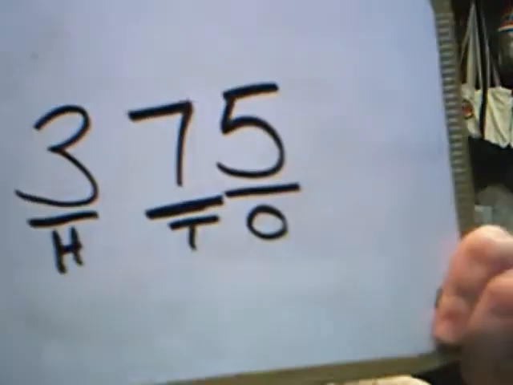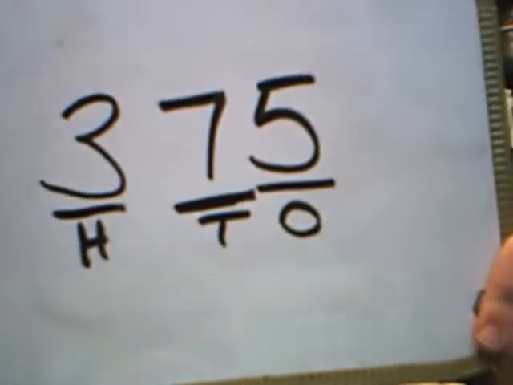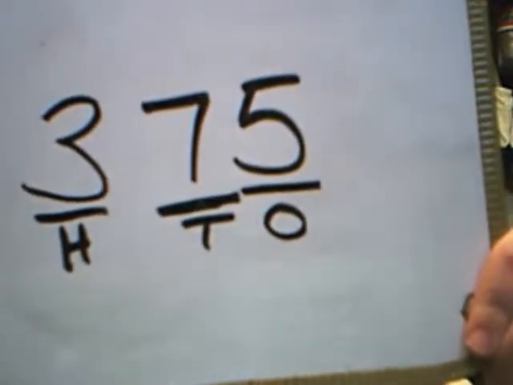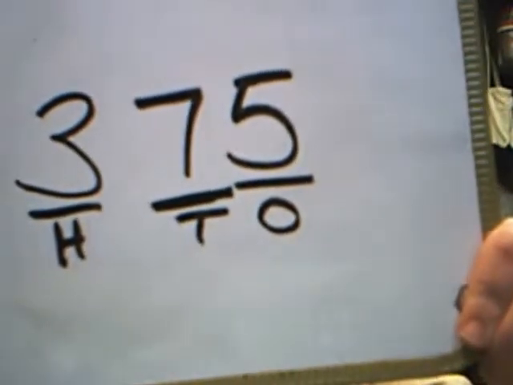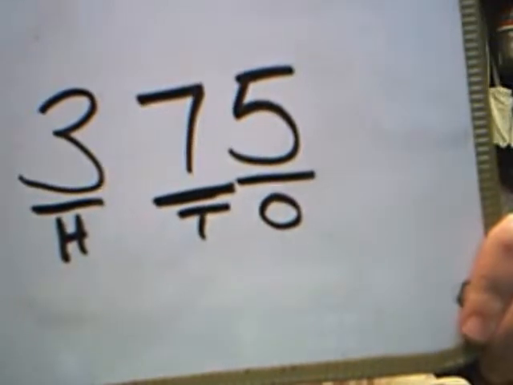Okay, before we round a decimal, let's talk about rounding a whole number. I have the whole number here of 375 with my place value labeled. I have a 3 in the hundreds place, 7 in the tens place, and a 5 in the ones place.